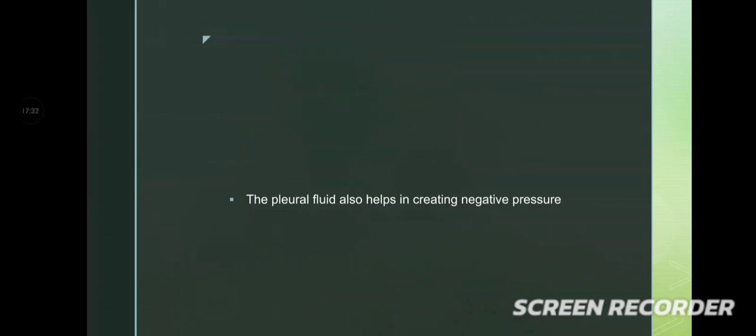Then the pleural fluid also helps in creating a negative pressure. This negative pressure is important because it plays a role in the mechanics of breathing and the various pressures that contribute to breathing, and we'll understand how this negative pressure is created and its importance later on.